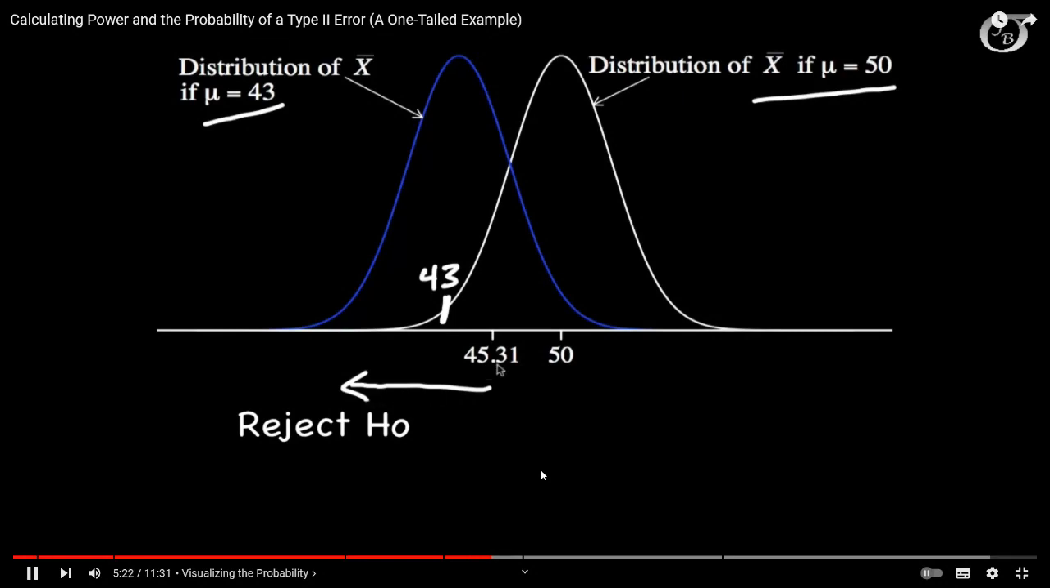The true mean is 45.31. Basically, he's implying that if it's lesser than 45.31, we are going to reject the null hypothesis. Reject the null hypothesis if it's lesser than 45.31, and if it's greater than 45.31, we do not reject. So the probability of a type 2 error.